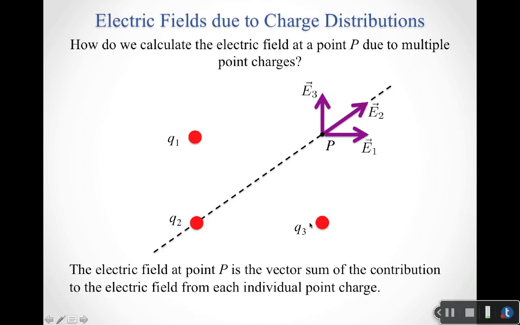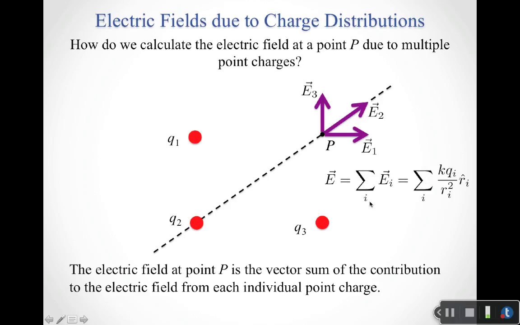So we said we know that if we've got a series of point charges, so here's Q1, Q2, Q3, in this case we'll let them all be positive, then all I need to do is add up the electric field contribution from all three of those charges at point P. And the electric field at P is just going to be the vector sum of the contributions of each of my individual point charges.